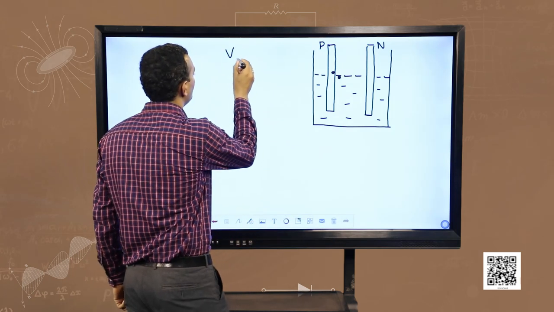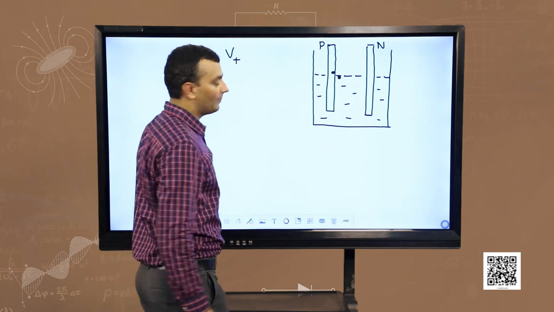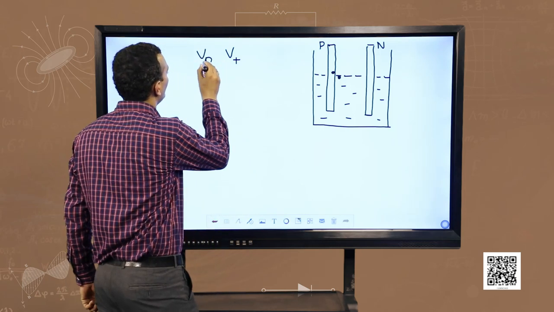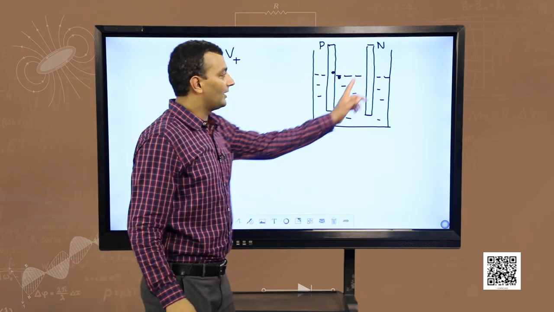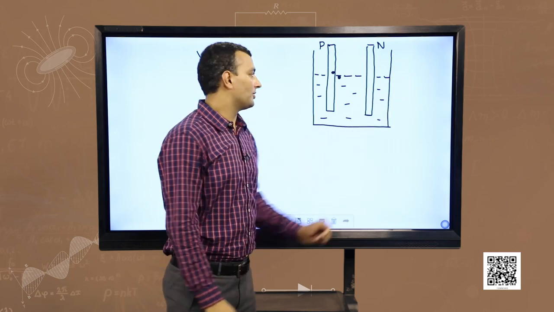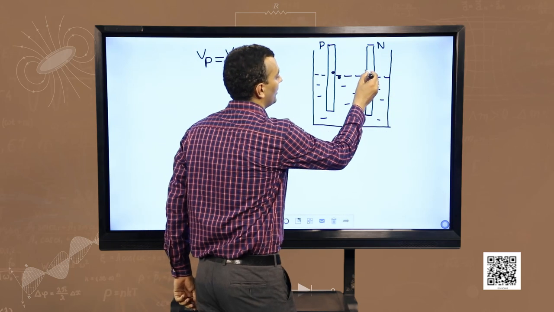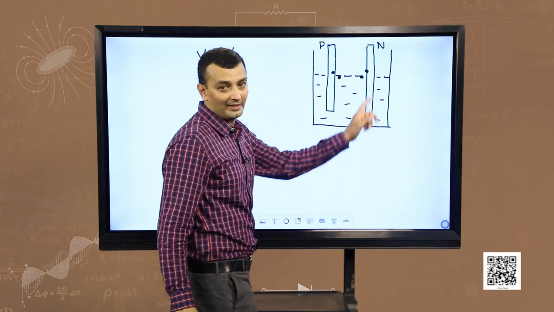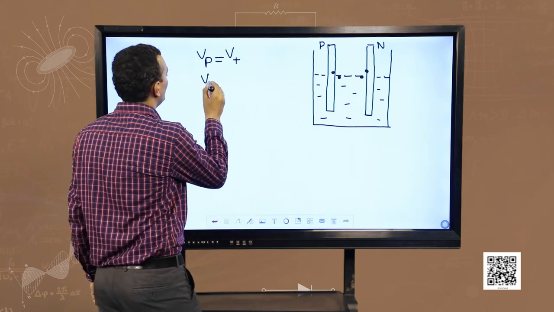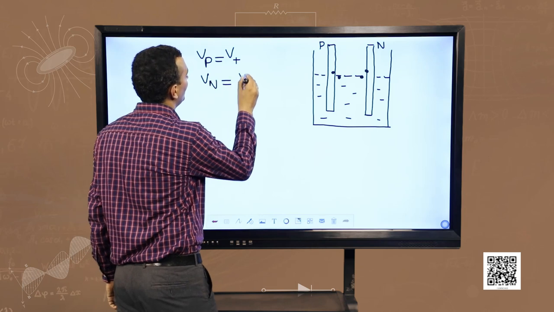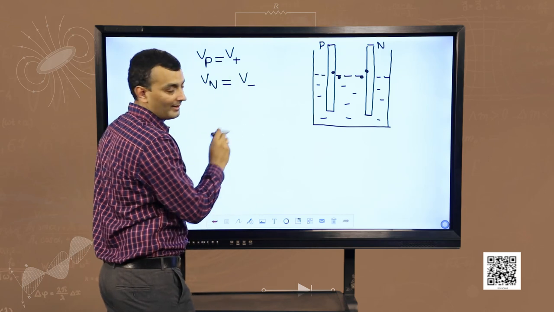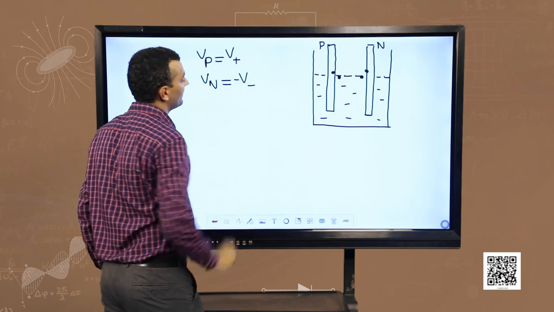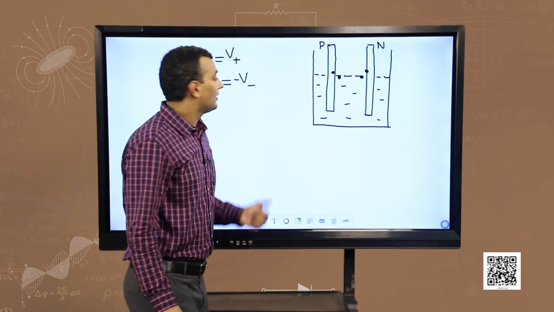Let this potential be represented by V plus. This is the potential of the positive terminal. Similarly, the negative terminal has a negative potential at a point very next to it, lying inside the electrolyte. This potential of the negative terminal is represented by V minus, and this is obviously a negative potential difference.